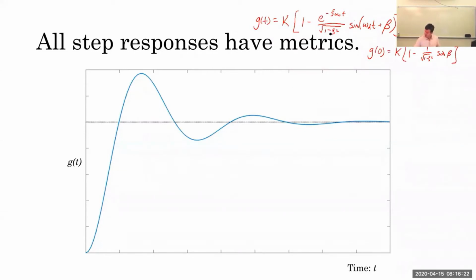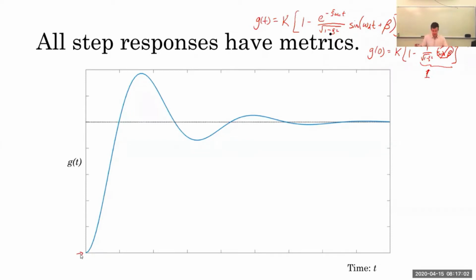But if you do a bit of trig, then if this is beta, then sine beta is what? SOHCAHTOA, opposite over hypotenuse? Yeah. So this is omega d, this is omega n. So sine beta is opposite over hypotenuse. And omega d over omega n is exactly the square root of 1 minus zeta squared. So everything over here goes to 1. And so g of 0 is 0.